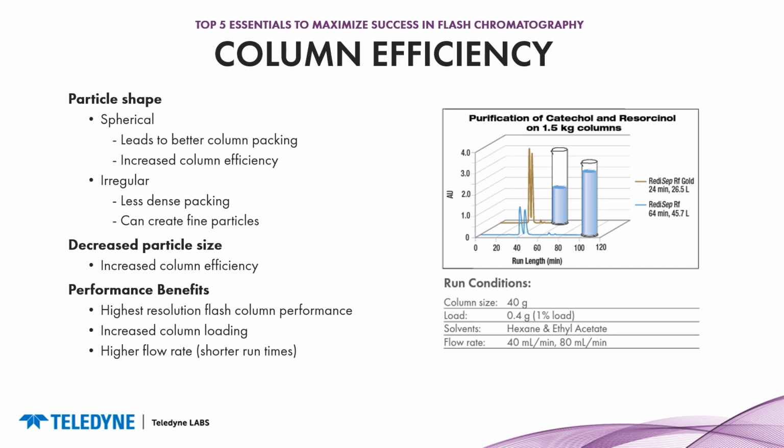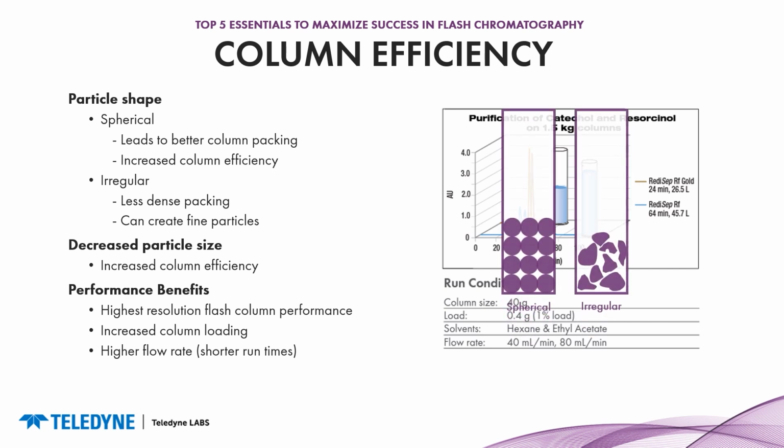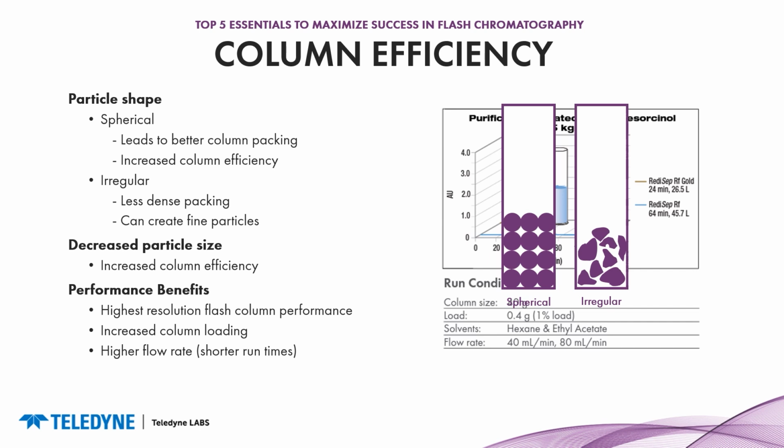Let's talk about column efficiency. So what makes a column more efficient? Well, a lot of that's going to come down to the particle shape. Is it spherical or is it irregular? If we look at the graphic on the right, we can see how much better spherical shaped media is able to pack a column compared to irregular. So this is going to lead to better column packing. It's going to be more dense, and it's going to increase your efficiency because the more media you're able to fit in a column is going to increase your surface area. And if you increase your surface area, that's going to increase the chances of your compounds interacting with that stationary phase.